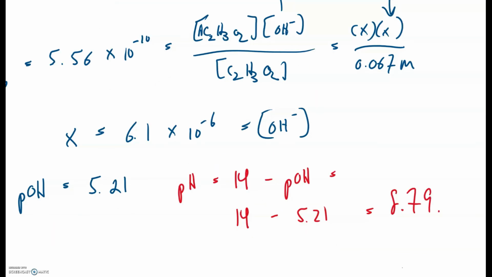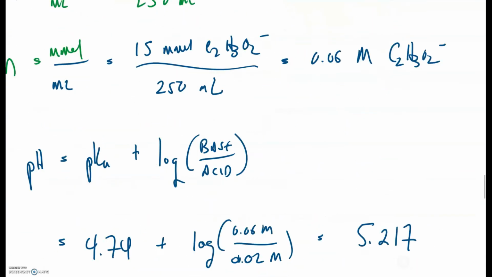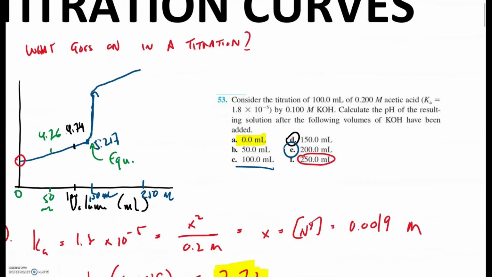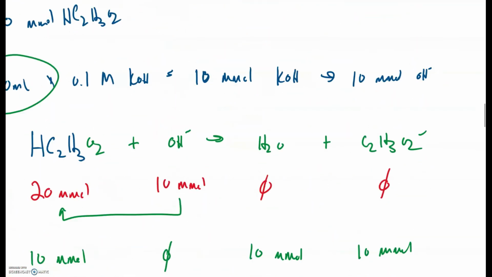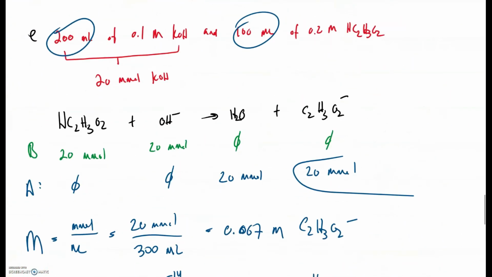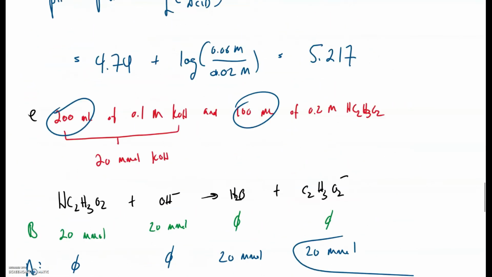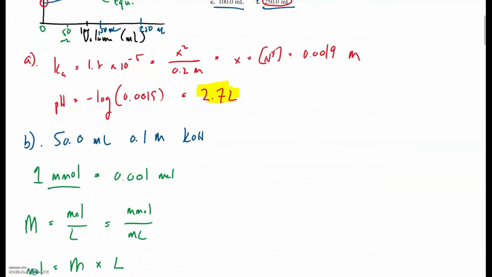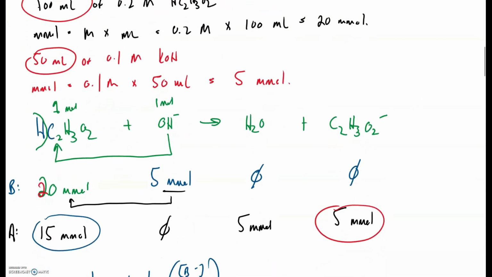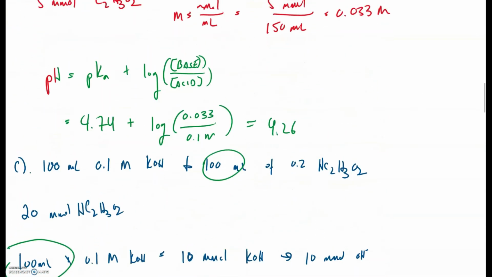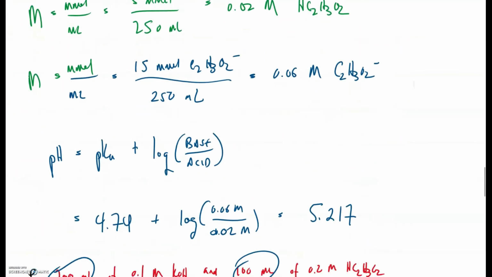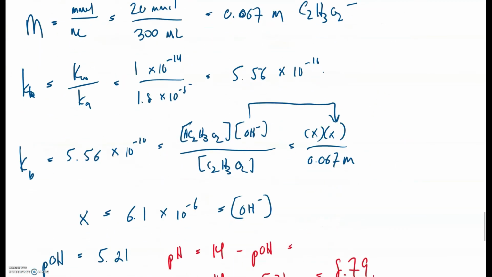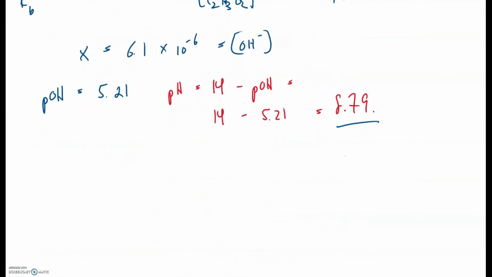So what happens in this last step? We've got one more step here, this guy, where we add 250 milliliters of our base. So that's step F. Let's go there. We know the pH has been climbing, right? We've got all these going up in increments. We started at 2.72, and then we went up to 4.26, and then we went up to 4.74, and then 5.217, and now at this point of equivalence, 8.79.